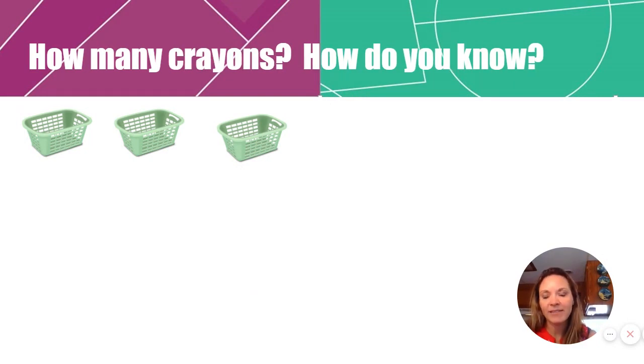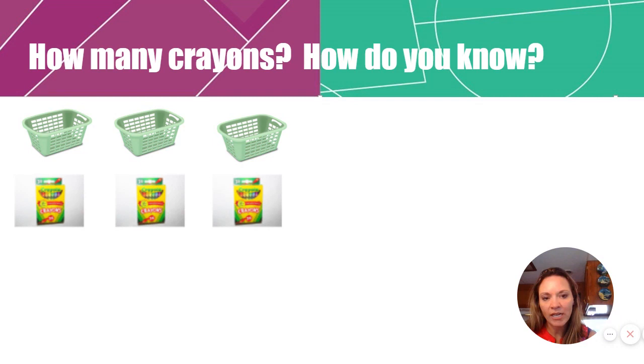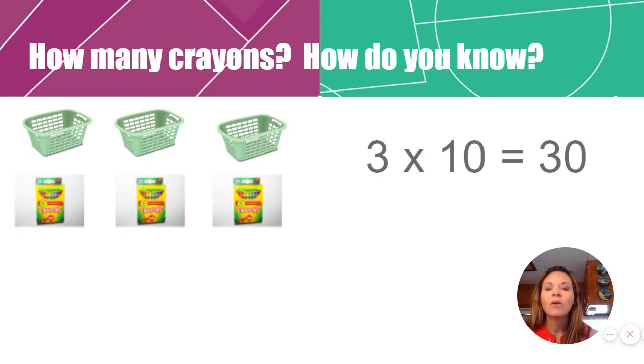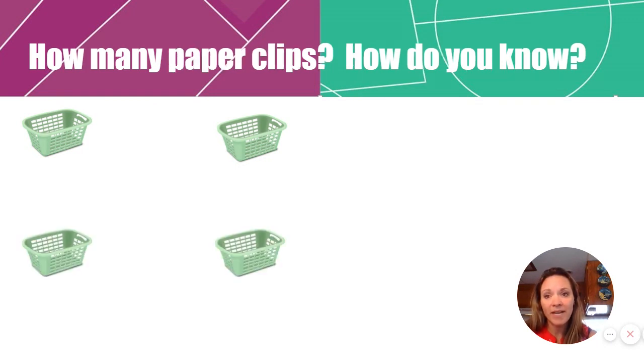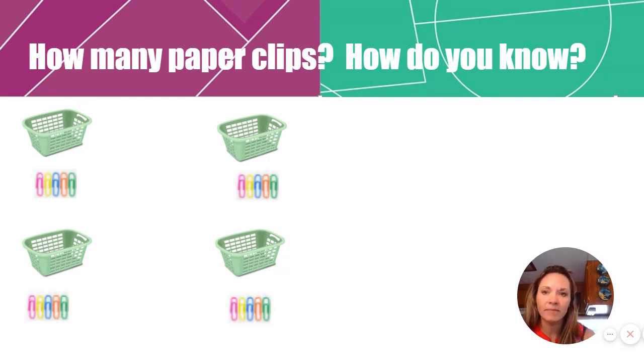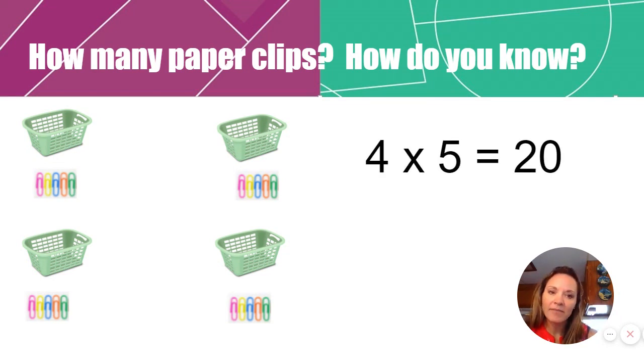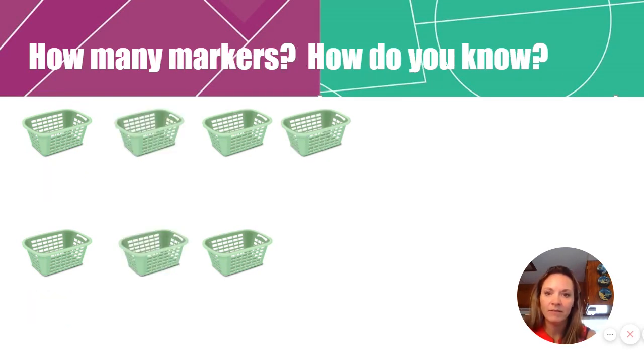Here I have 3 baskets. Imagine that there are 10 crayons inside of each basket. How many crayons are there, and how do you know? 3 times 10 equals 30. There are 30 crayons. Now I have 4 baskets. Imagine that inside of each basket are 5 paper clips. How many paper clips in all, and how do you know? We know that 4 times 5 equals 20, so there are 20 paper clips in all.